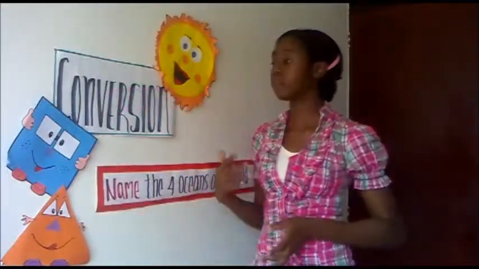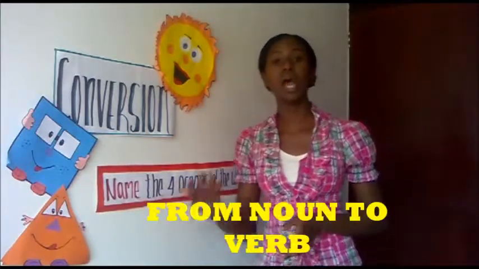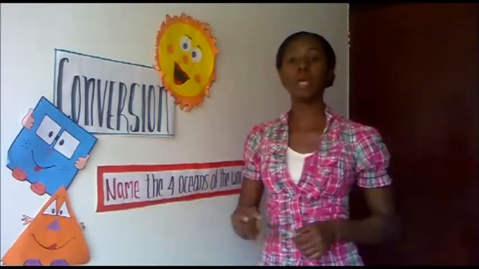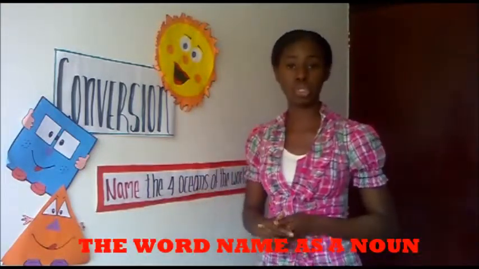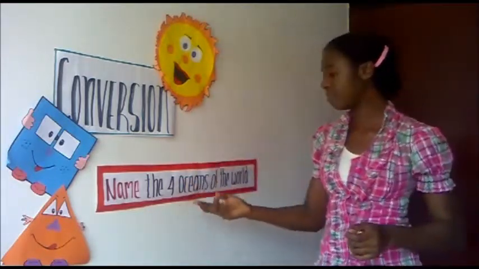There are different types of conversion. However, the most common one is converting nouns to verbs or verbs to nouns. So for example, the word name could be used as a noun when I say, my name is Sandra, or her name is Milena. However, it could be perfectly said, please name the four oceans of the world. Name in this case would be used as a verb.